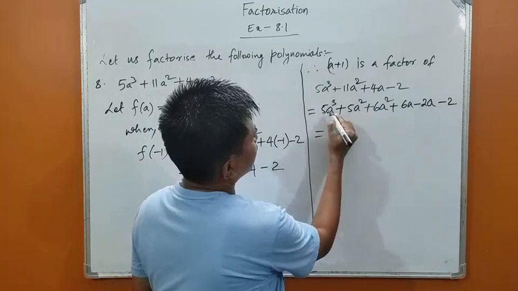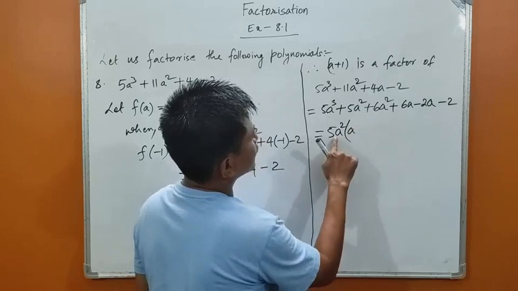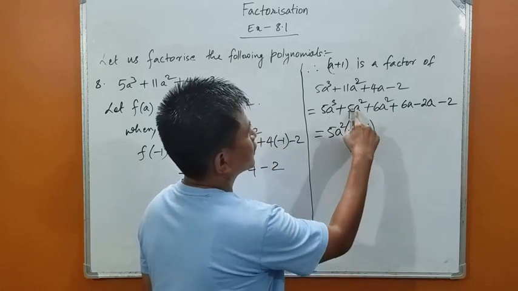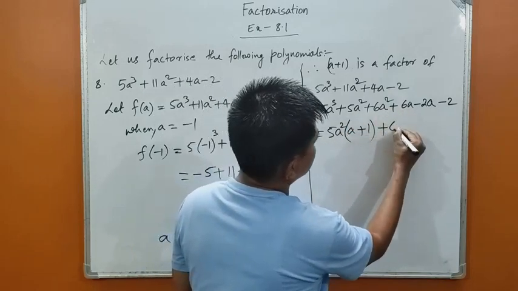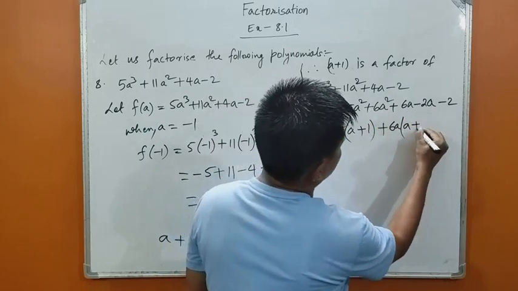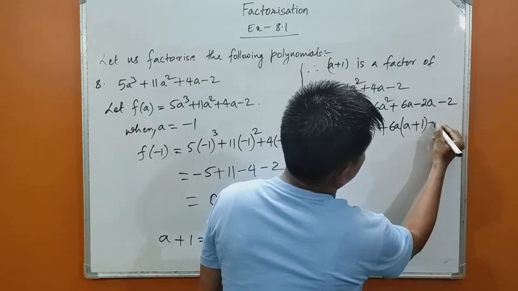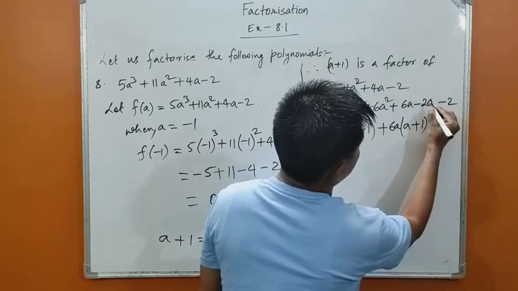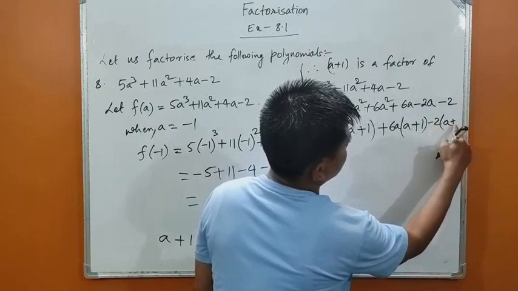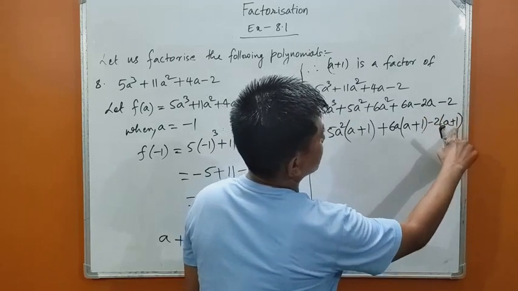Now let us take 5a square common. Within the bracket remains a. 5a square into a is 5a cube, plus 5a square is taken outside, so 1. 5a square into 1 is 5a square. Plus, from these two numbers I take 6a common. 6a into a is 6a square, plus this 6a is out, so I write 1. 6a into 1 is 6a. Now from these two numbers I take minus 2 common. 2 into a is 2a. Minus into plus is minus. 2 1s are 2, isn't it?